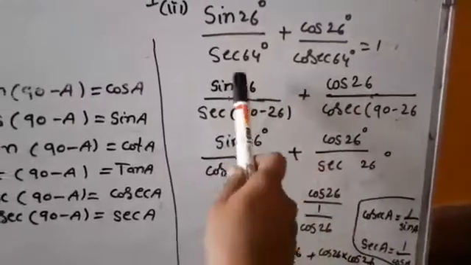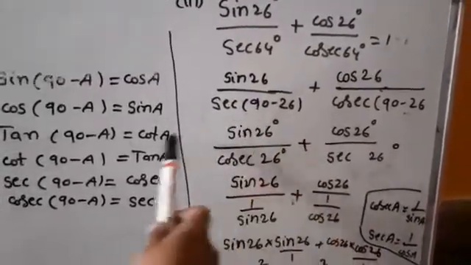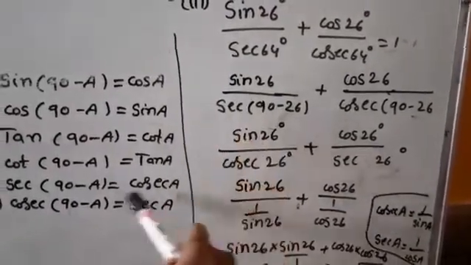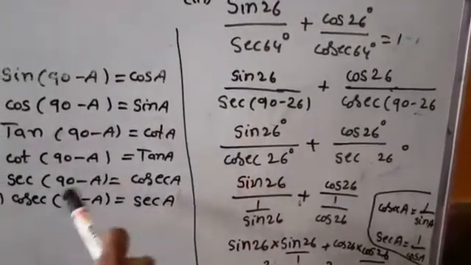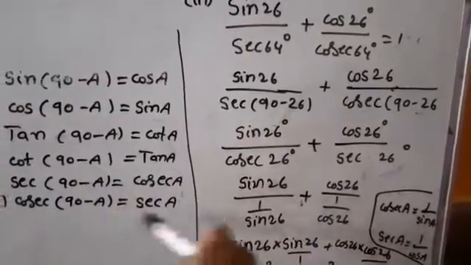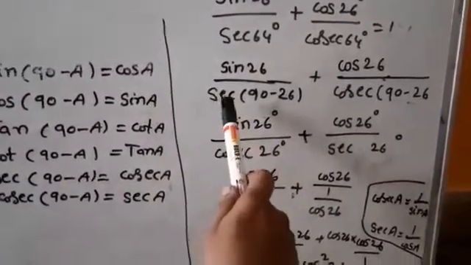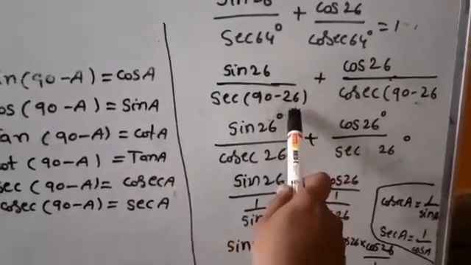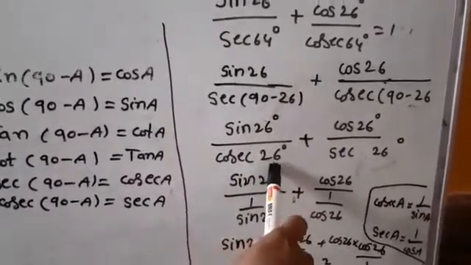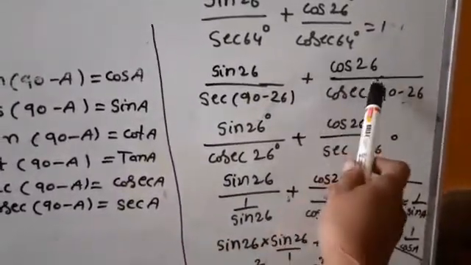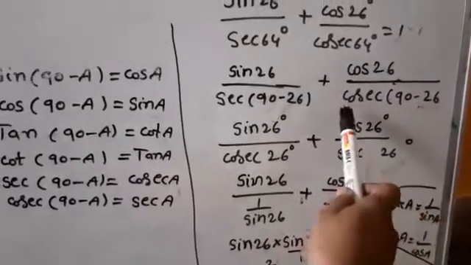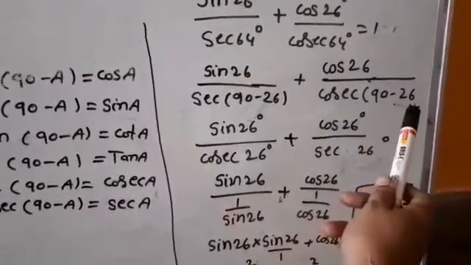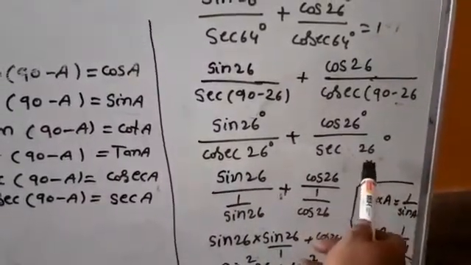So next step: sin 26 divided by secant of 90 minus A. Secant of 90 minus A will become cosecant A. We have to apply this formula here. So secant of 90 minus 26 becomes cosecant, and angle 26 is there. That's why cosecant 26, plus cos 26 divided by, cosecant will become secant, of angle 26. That's why secant of 26 degrees.